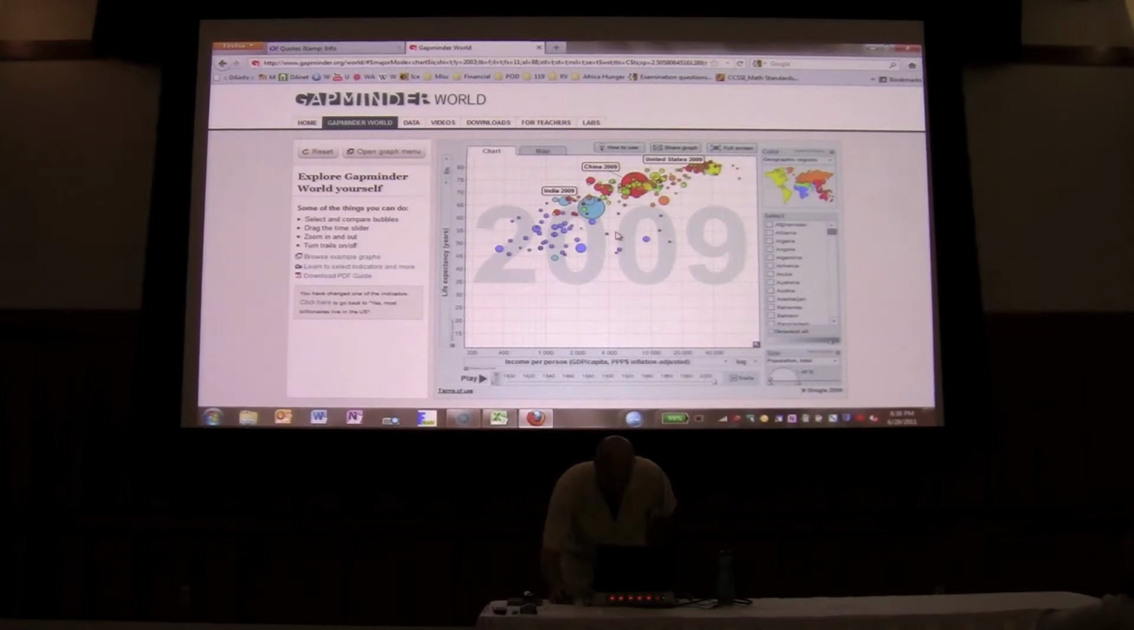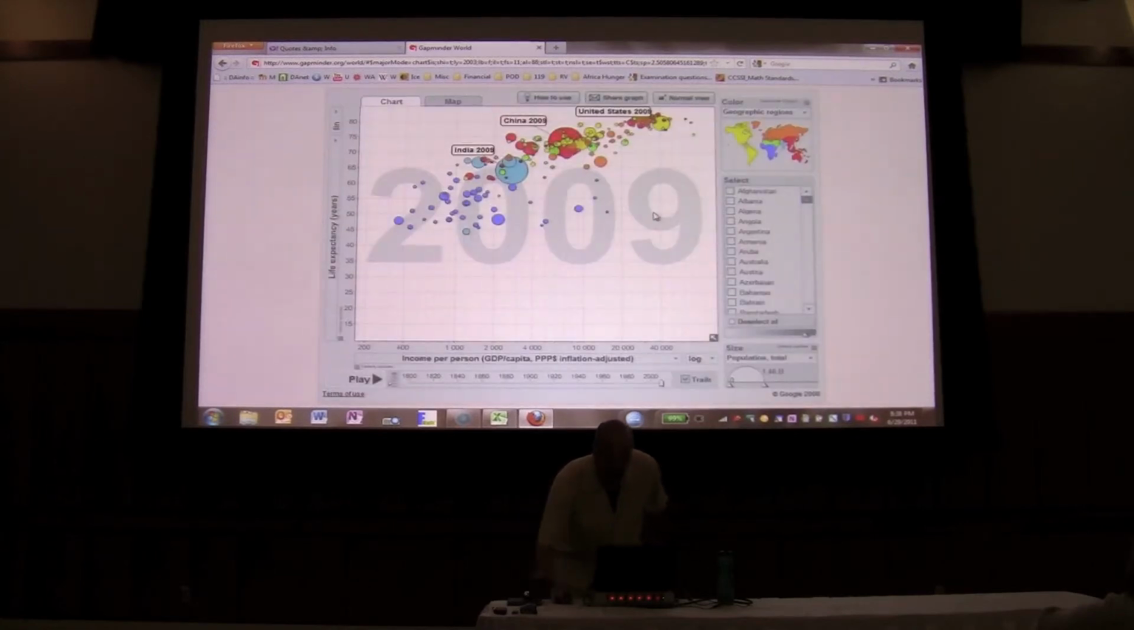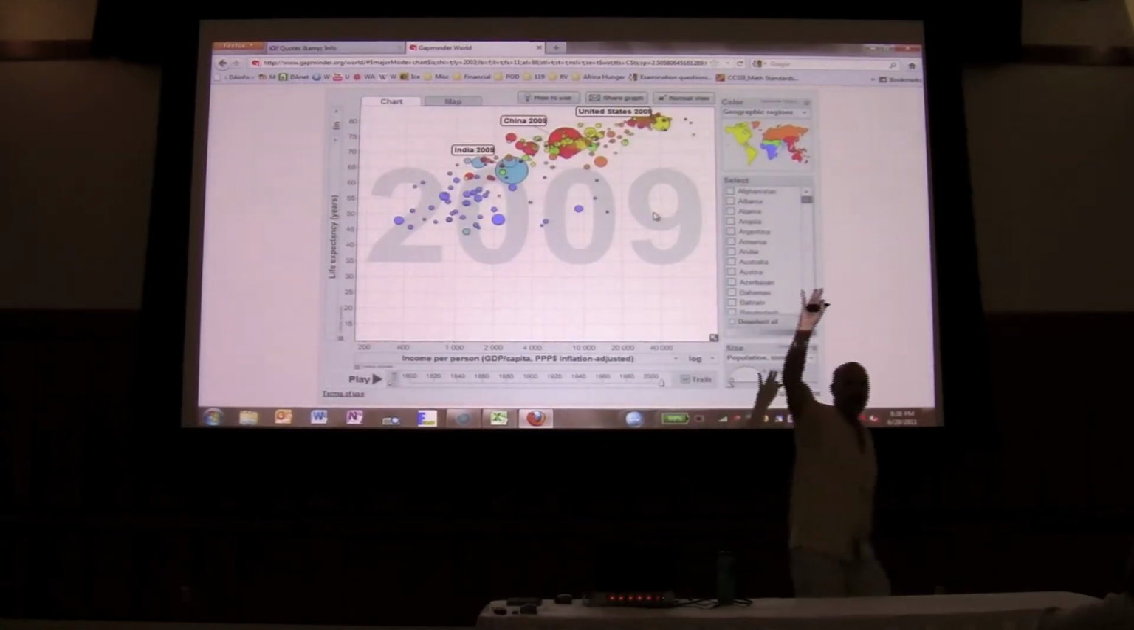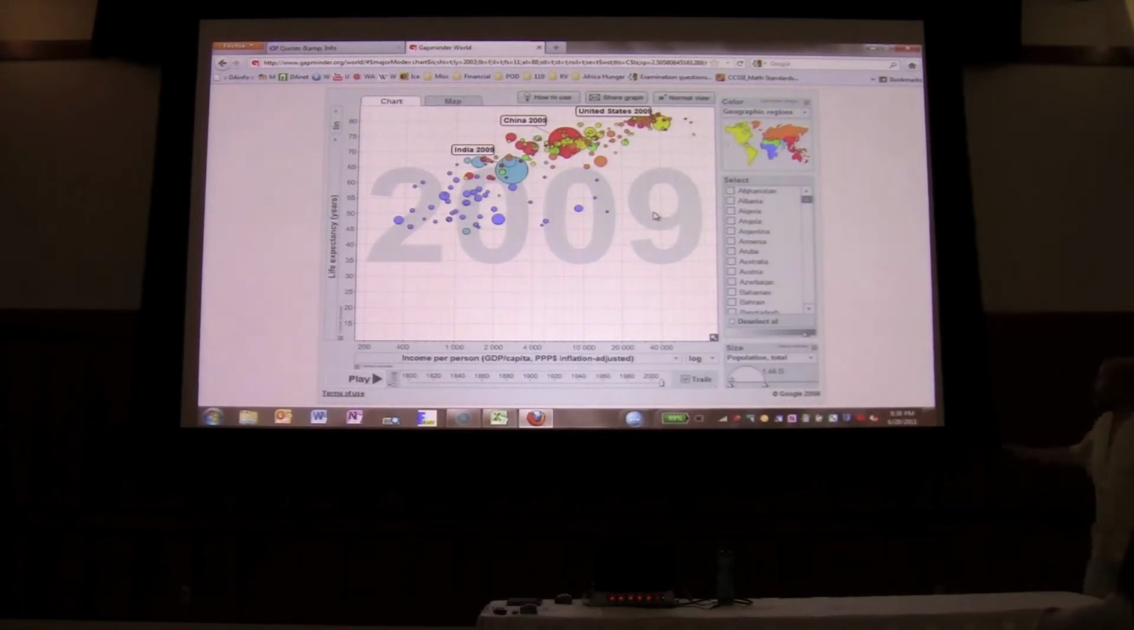So in this picture, let's see, how do I go to full screen? Great. So this is Gapminder. How many of you know Gapminder? Okay. So this is a picture where this is income per person down here internationally, and this is life expectancy.